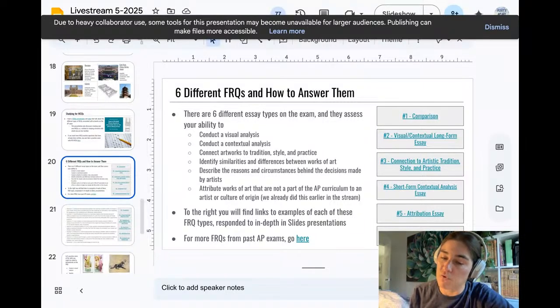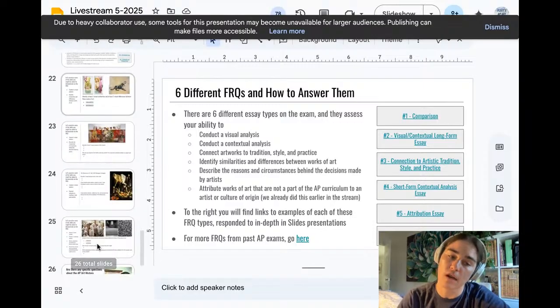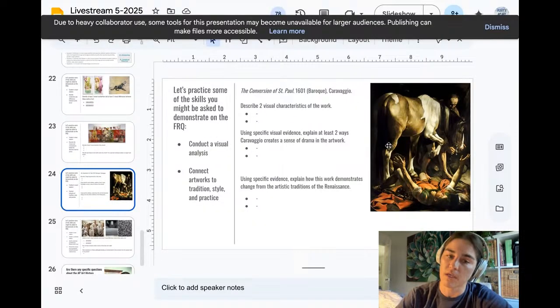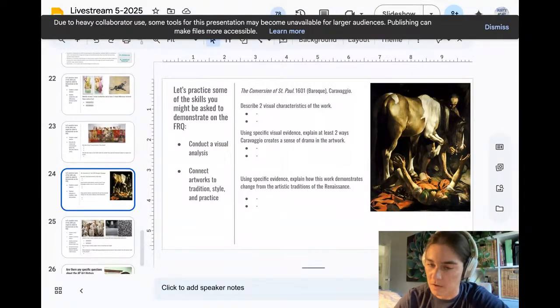You also need to be able to connect artworks to tradition, style, and practice. And this applies to artworks that are in the curriculum. On occasion, it will also require you to make connections for artworks that are not in the AP curriculum. So, for example, a couple of years ago, there was a connection, style, and practice question that was linked to this piece right here, which is called The Conversion of St. Paul, and it's by Caravaggio, a Baroque artist, right?